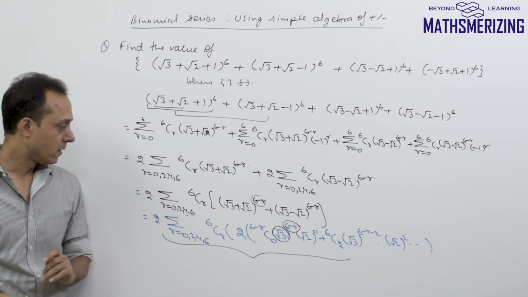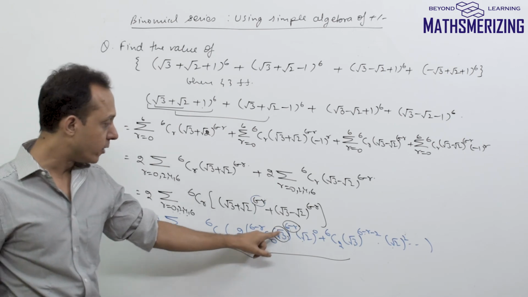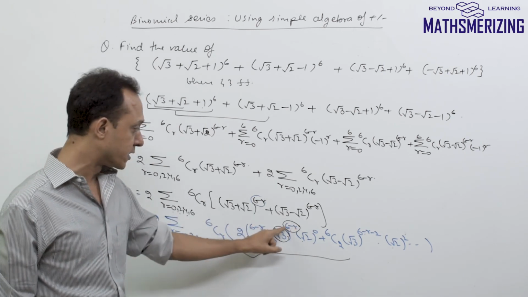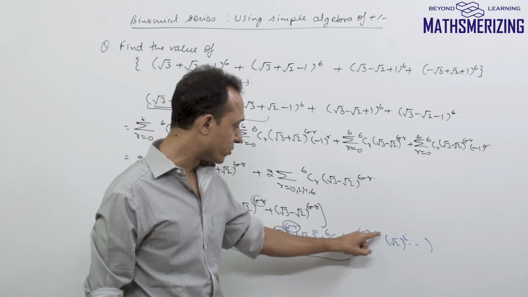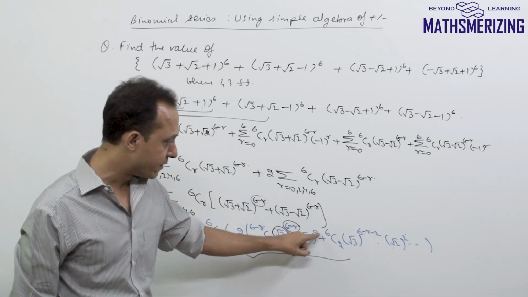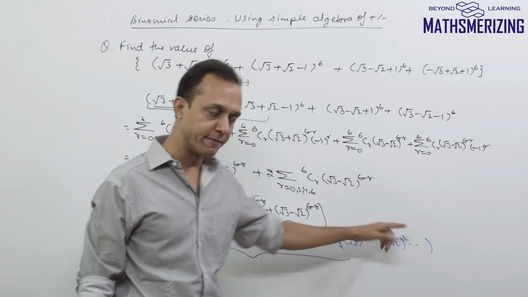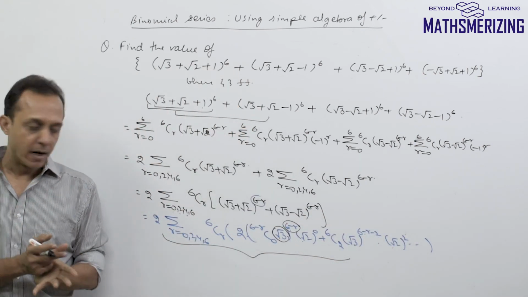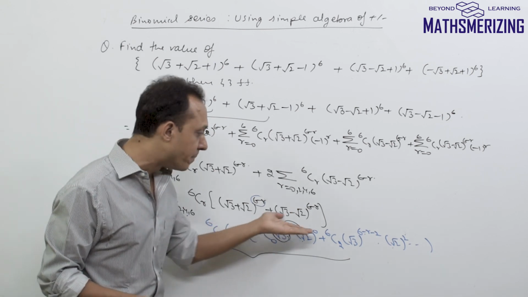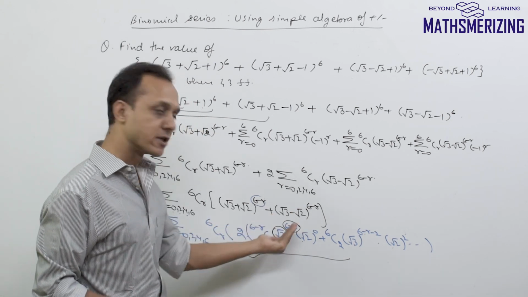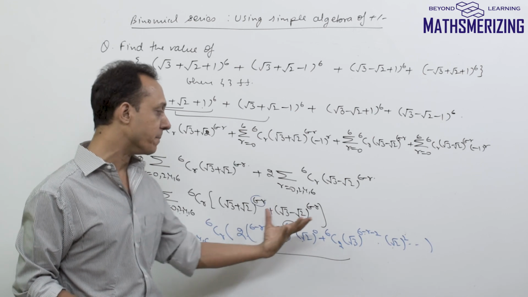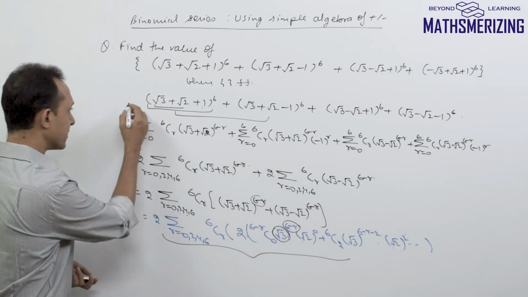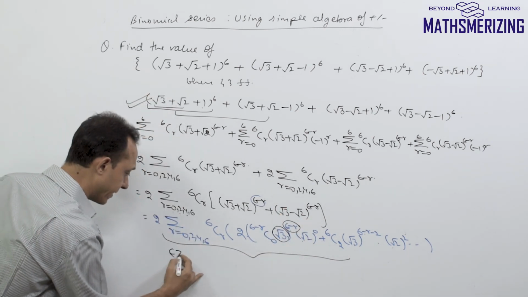Now when I look at this series, root 3 to the power 6 minus r is an even power, so 6 minus r is even, 6 minus r minus 2 is even, and root 2 to the power 0 is even, power 2 is even, power 4 is even. So every time I'm getting a square root, I'm getting it with an even power. When I'm getting square roots with even power, I know there'll be no irrational terms in this expression. All the terms will be simply integral. So this number is actually an integer.